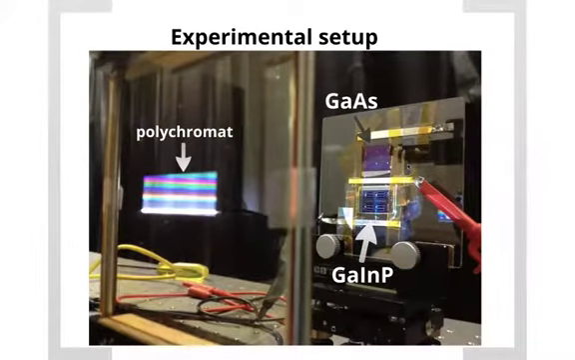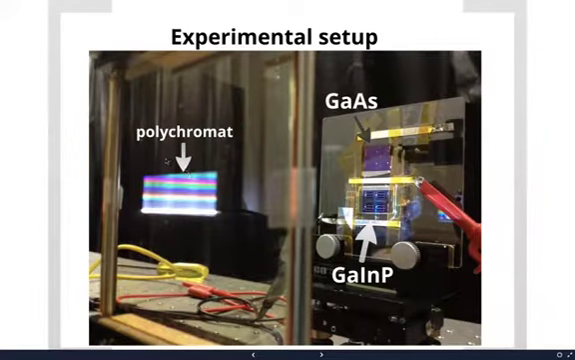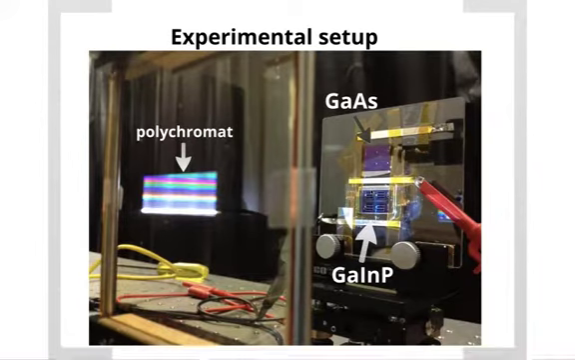Now is the fun part where we do the experiment. Here you can see the polychromat, which is kind of like the prism. And here you see the different solar cells. So that's a gallium arsenide solar cell, and that's a gallium indium phosphide cell. These are commercially available. You can buy them, but in our case, we obtained these from the National Renewable Energy Labs because we were doing a collaborative research project with them.